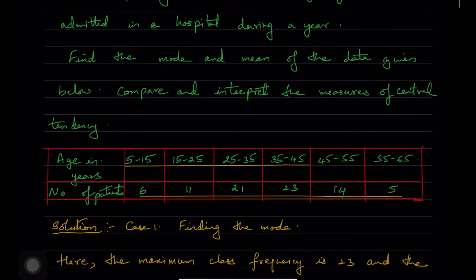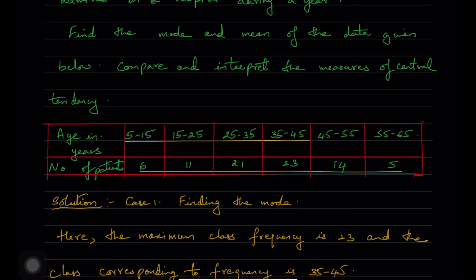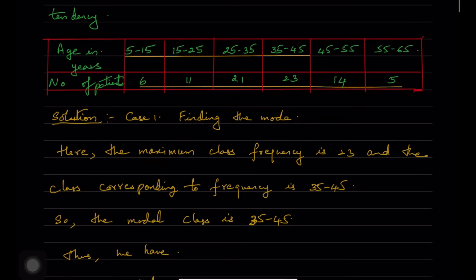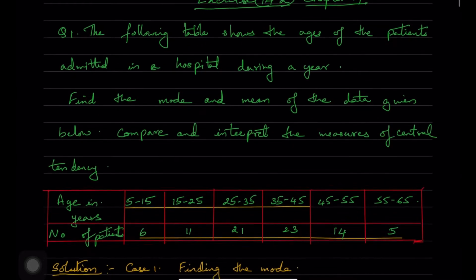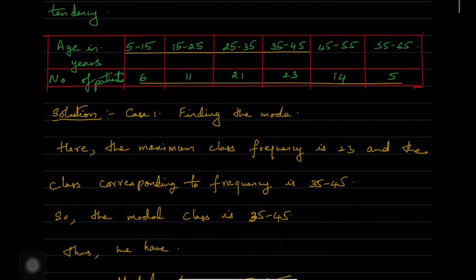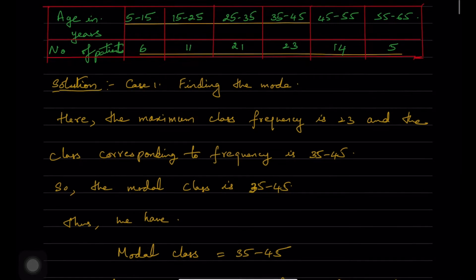Now mode and mean are the two central tendencies we have, so we have to interpret these two and compare them. What is given to us? Age in years and number of patients are given. Here you have to find out how many are admitted in the hospital between 5 and 15, between 15 and 25, 25 and 35. You can see the maximum frequency of patients admitted in this hospital is in the age 35 to 45.